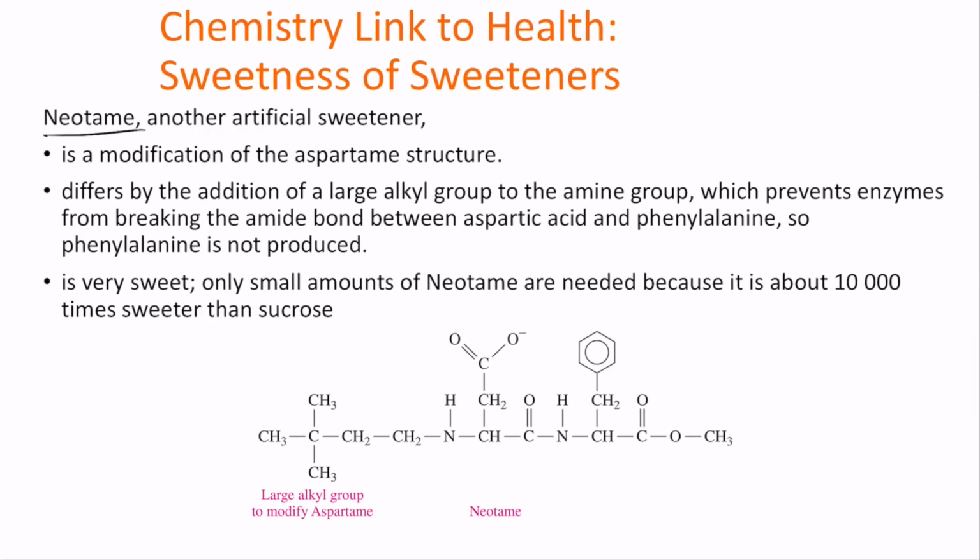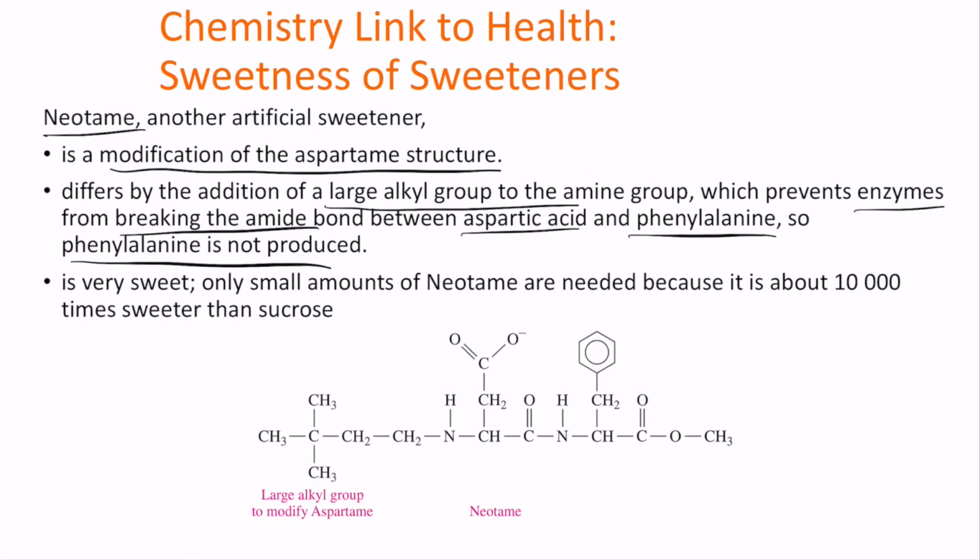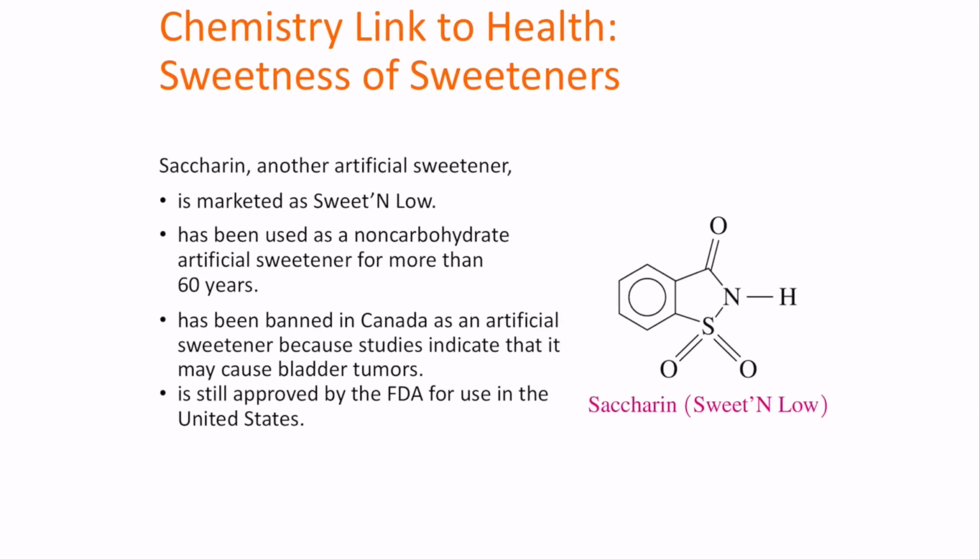Next one is neotame. Neotame is a modification of the aspartame structure. The only difference is that we add a large alkyl group to the amine group, which prevents enzymes from breaking the amide bond between the aspartic acid and the phenylalanine, so that phenylalanine is not produced, because there is some chance that phenylalanine might be dangerous for some people. Only small amounts of neotame are needed because it's about 10,000 times sweeter than sucrose.